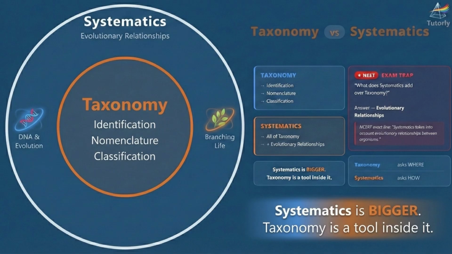Systematics includes everything taxonomy does, but it also studies evolutionary relationships between organisms. How did one group evolve from another? Who are the ancient relatives? Taxonomy asks where. Systematics asks how we got here. Systematics is always the bigger picture. Taxonomy is a tool inside it.